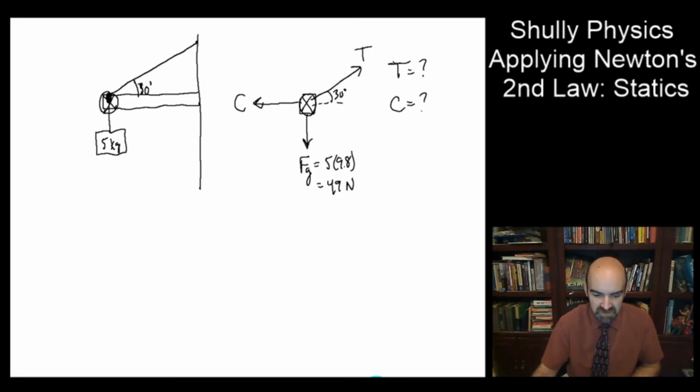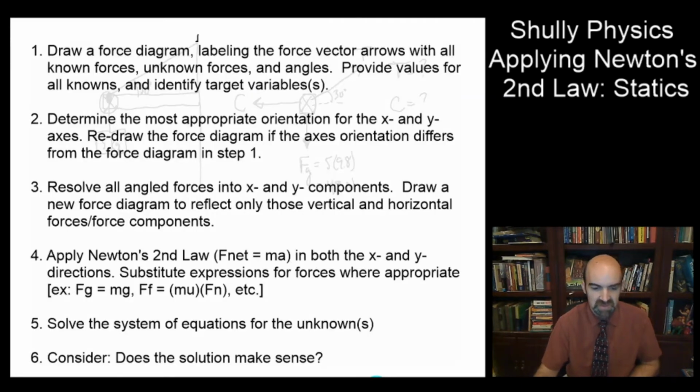All right, so let's take a look at the problem-solving process. We drew the force diagram, labeled the vector arrows with all the known and unknown forces and angles. We have that involved now. Provided values for everything I know and the targets. I've got it up there. Number 2, is there an orientation? Well, I've got the weight pulling down and this compression going out. Those are in the X and the Y directions. Let's leave it. Okay, we don't need to look at this any differently. I'm probably going to come back to that step when we get into dynamics, when things are actually moving. But I'm going to try out one more here before the end that may involve changing the orientation.